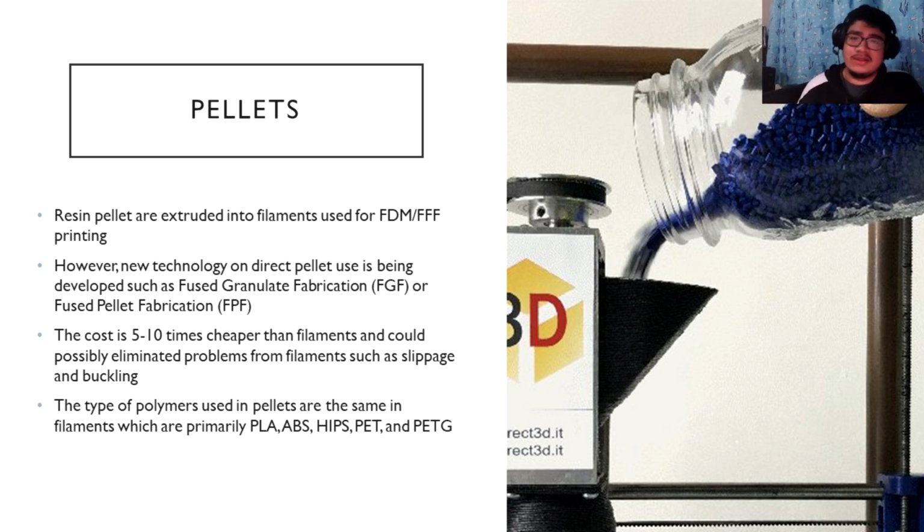Pellets are considered 5 to 10 times cheaper than filaments, which could eliminate problems that occur if you use filament as the main polymer, such as slippage and buckling. The main types of polymers are the same as filament type, which are PLA, ABS, HIPS, PET, and PETG.